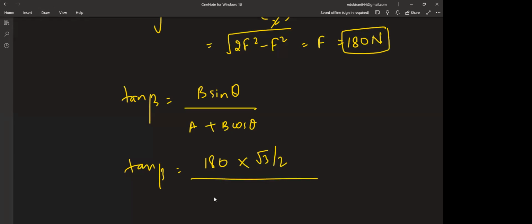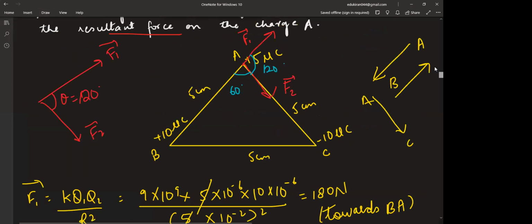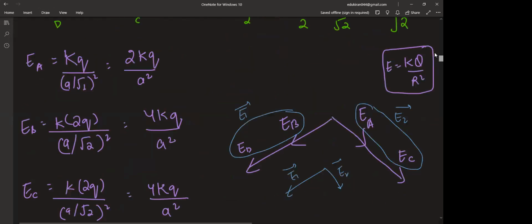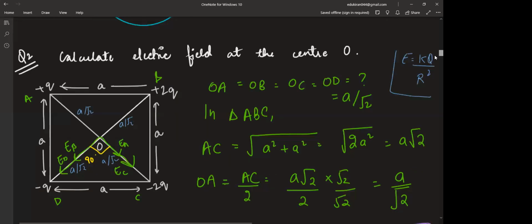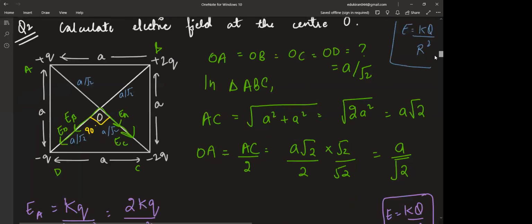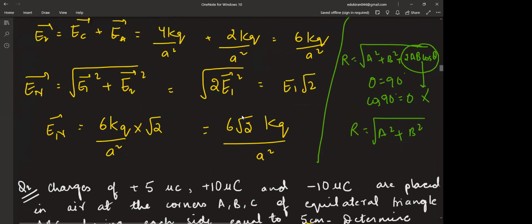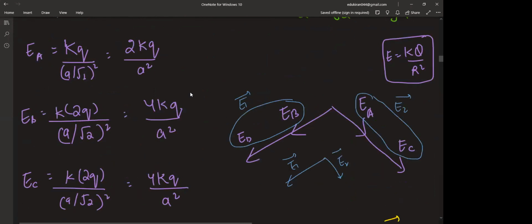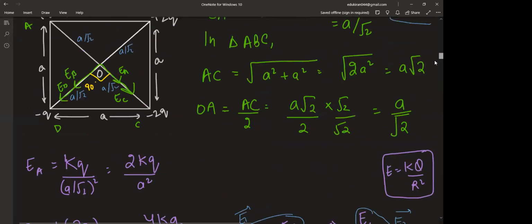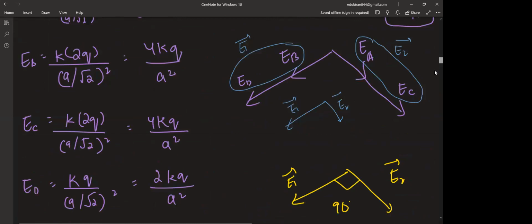Yes, ma'am, we don't have to find the direction in the previous question. Here also you have to find out the direction. This is just the magnitude. Here also you have to find out the direction, same method. It's just that this is 90 degrees, so it is easier to find out. Just divide both the vectors. Okay.